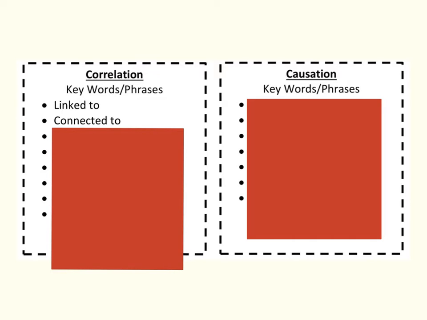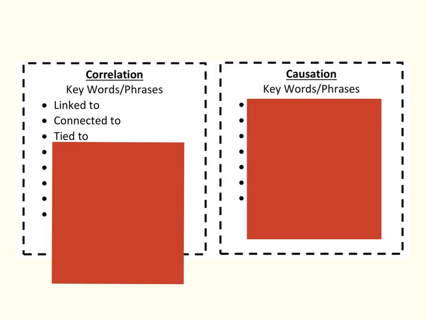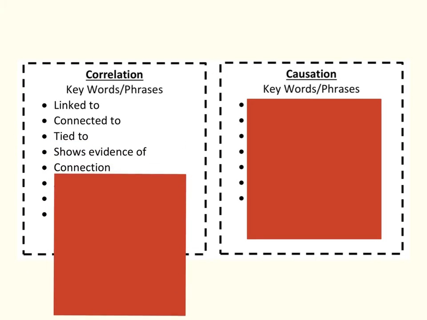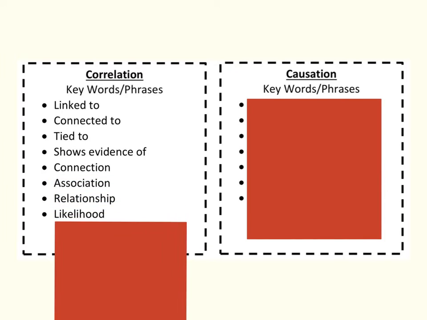An increase in temperature is connected to an increase in ice cream sales. Tied to is another one that says correlation, shows evidence of, connection, association, relationship, likelihood. These are all things that imply there is a relationship, there's a correlation, but we can't necessarily prove there's a causation.